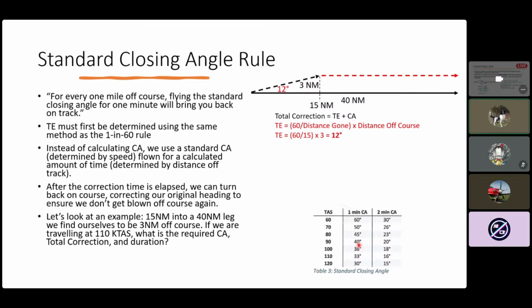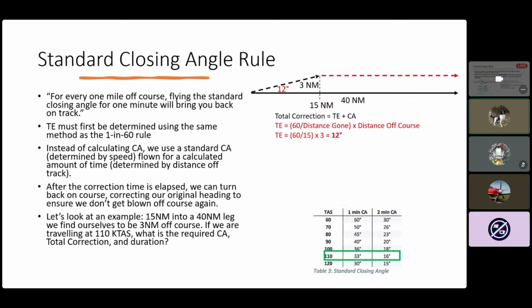So the track error is 12 degrees, okay? So it's a different calculation. 15 goes into 60 4 times, 4 times 3 is 12. It's just the way I picked the numbers, it ended up being the same. But once again, correcting for track error is only going to bring us parallel. So we need to now do the closing angle, and this is where it's different.